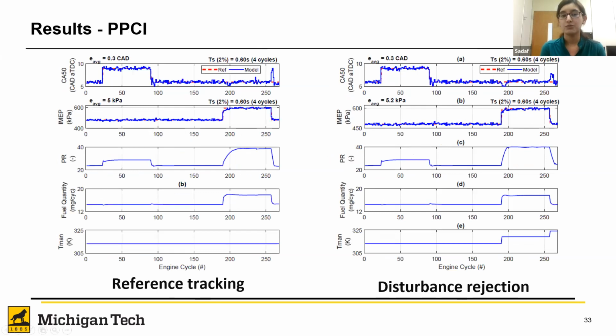Similar to HCCI, premixed ratio is used to control combustion phasing. Step changes in combustion phasing and indicated mean effective pressure were provided, and the controller was capable of controlling combustion phasing with an average error of 0.3 crank angle degrees and an average error of 5 kilopascal in indicated mean effective pressure. Also here, step changes in manifold temperature were provided to see the disturbance rejection performance of the controller. The controller was capable of tracking combustion phasing and indicated mean effective pressure.